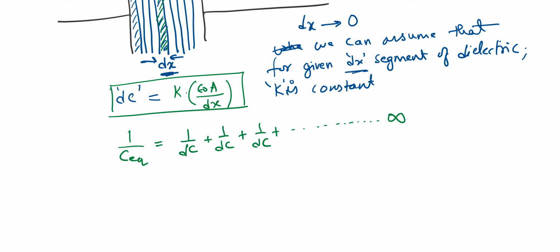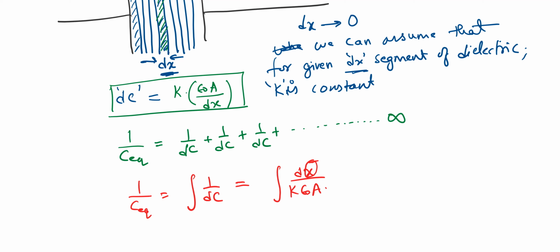Obviously infinite addition would be a little bit difficult, but we know that we can do infinite terms of addition by using integration. So it would be 1 by dC. This is how we can represent this. This would come out to be dx upon k epsilon naught A.